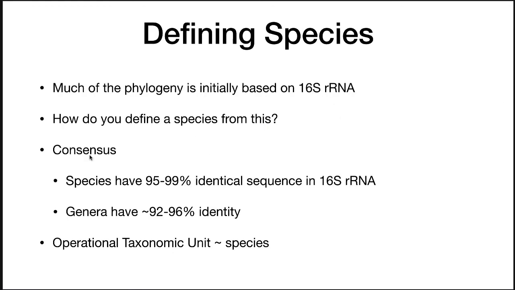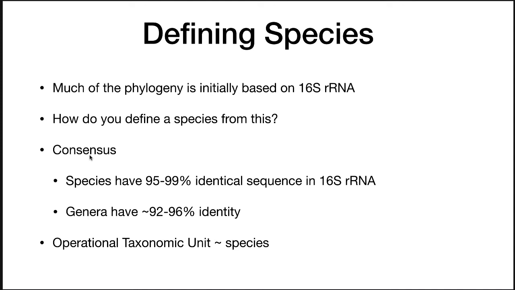Much of the phylogeny was initially based on 16S ribosomal RNA sequences, and it's really important that we take a little side note and think about that for a second. So if you're just looking at DNA sequence, how do you define a species? The classical way is looking at various characteristics, the morphology of the organism, looking at the different things it can do metabolically, and using that to organize and classify microbes.